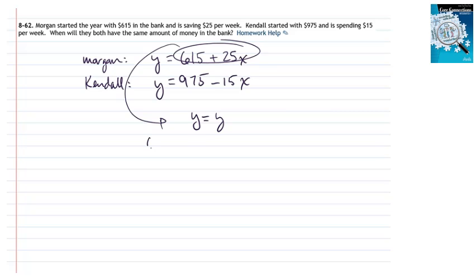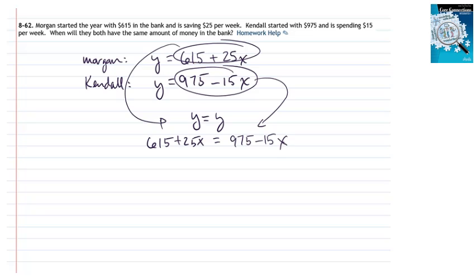So I get 615 plus 25x. That's one way to write y, right? And then the other way that we have to write y, looking at this, is this expression here, 975 minus 15x. So you can see there we go. We've got 615 plus 25x equals 975 minus 15x. So we're going to solve this for x.